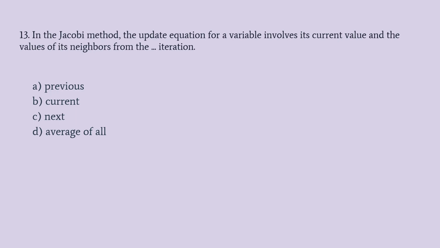Moving on to next question. This next question is on Jacobi method. The question is, in Jacobi method, the update equation for the variable involves its current value and the value of its neighbors from dash iteration. Options are: A, previous iteration, option B, current iteration, option C, next iteration, option D, average of all. Try to answer the question. You can inbox your answers.